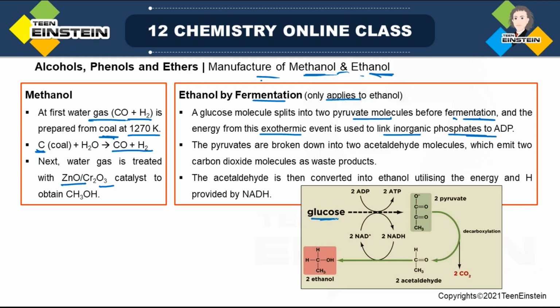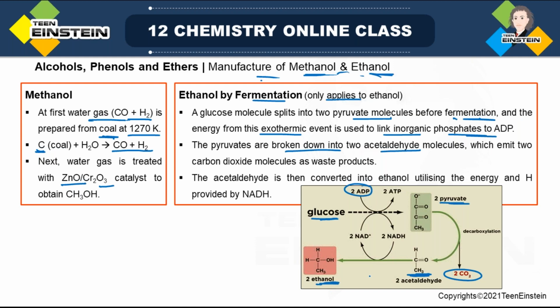So see here, the glucose molecule is split into 2 pyruvate, and in this process the energy that is liberated is used for conversion of ADP to ATP, adenosine diphosphate to triphosphate. That means one more phosphate is now attached. Now the pyruvates are next broken down into two acetaldehyde molecules. This is acetaldehyde, which emits two carbon dioxide molecules as waste product. So this is decarboxylation. The acetaldehyde is then converted into ethanol.